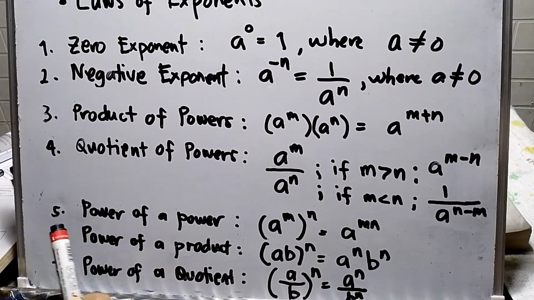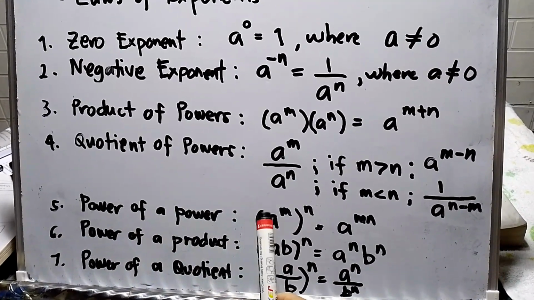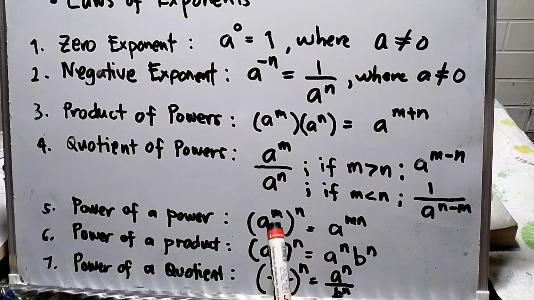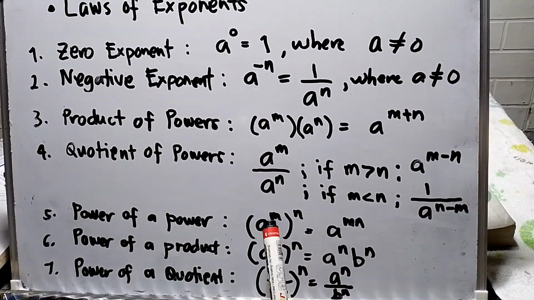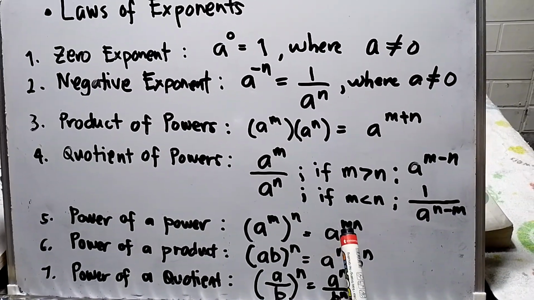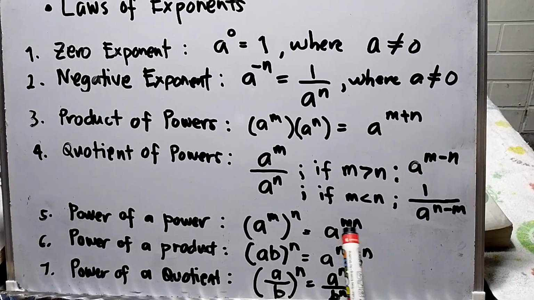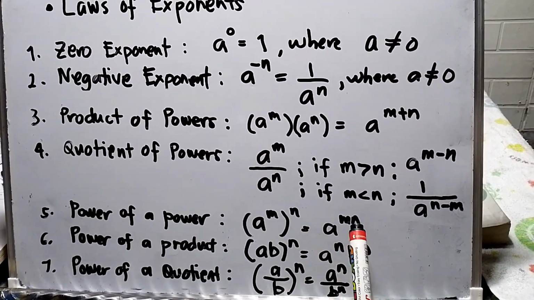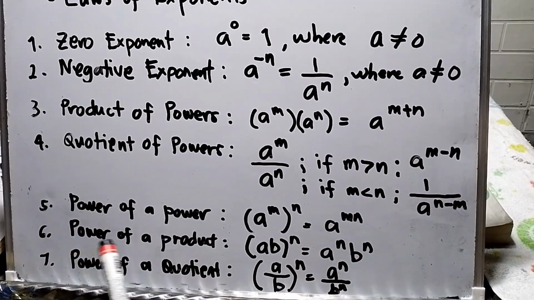Now next, number 5, power of a power. So this will be circle brackets, a raised to m, raised to n. So I just do this one as a, and I multiply this one by the exponent, so m times n.